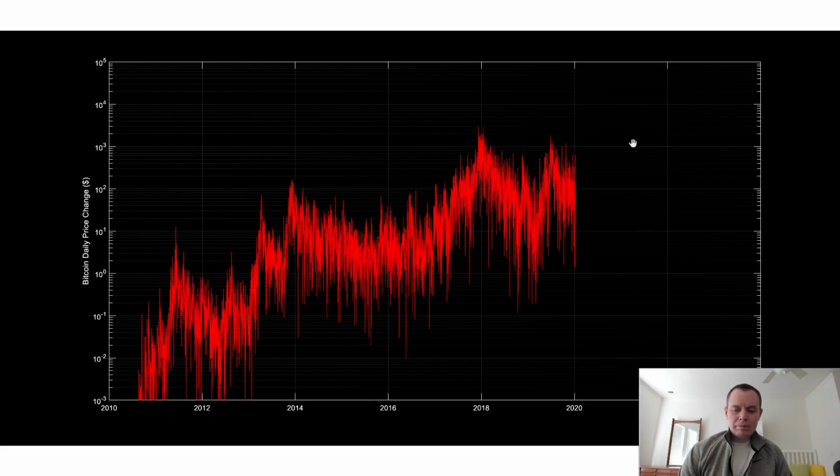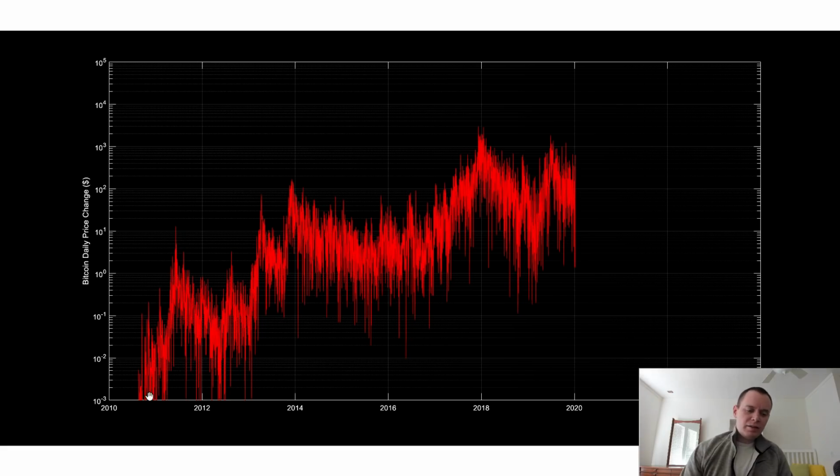So today we're going to be looking at Bitcoin daily price change. Essentially, if you took calculus, we're just taking the time derivative of the price. So we're looking at daily price changes and looking at those changes since the inception of Bitcoin.